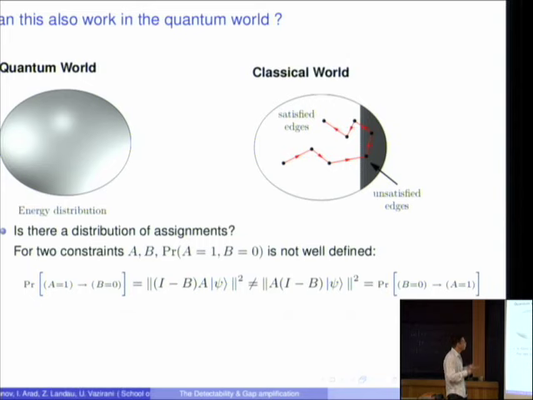Moreover, we don't even have a distribution of assignments to work with. To see why, let us try to understand the probability of measuring constraint A to be equal to 1 and constraint B to be equal to 0. The probability turns out to depend on the order of the measurement, because if we first measure A equal to 1 and then B equal to 0, this is the probability for this measurement. And unless A and B commute, this will be different from the probability of first measuring B equal to 0 and then A equal to 1. So this energy distribution does not even have some underlying distribution of assignments that we can hope to work with. Is this point clear?